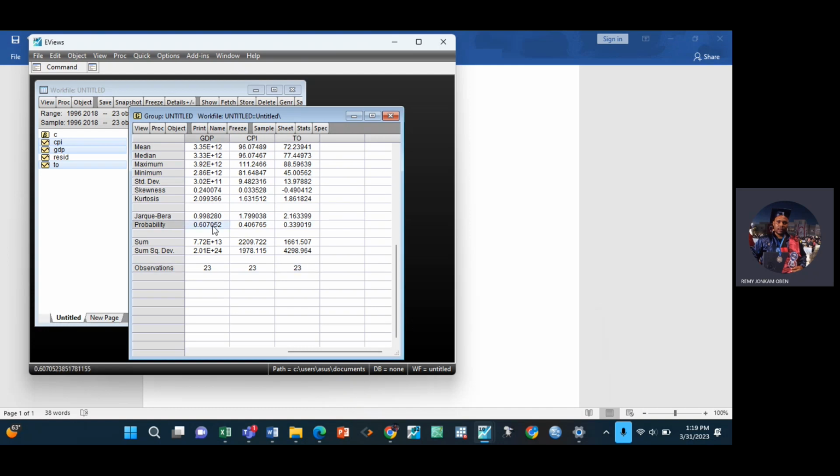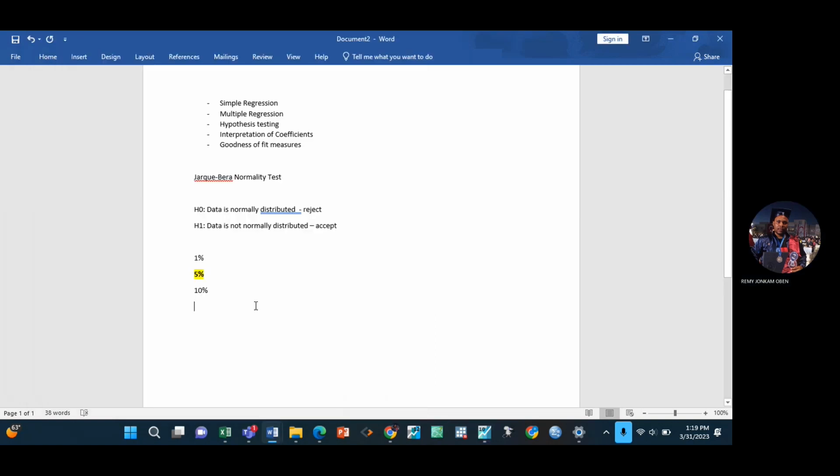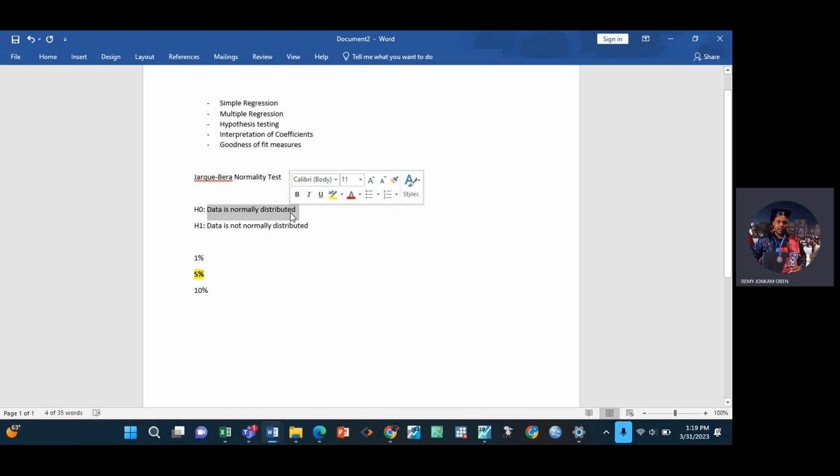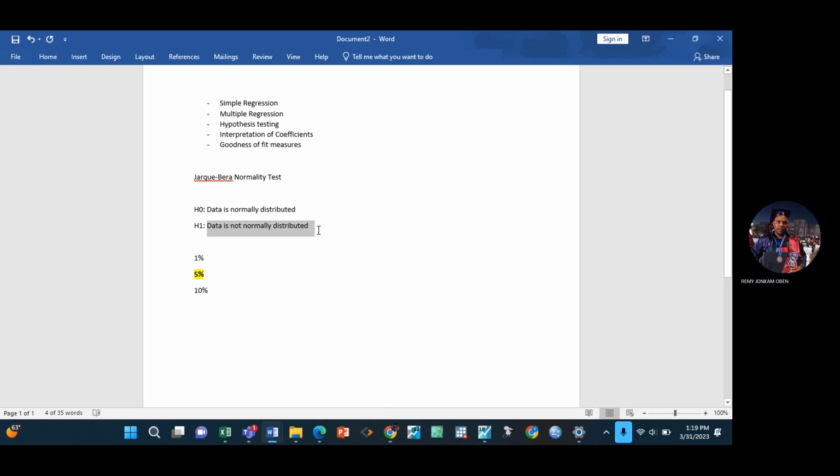Now, looking at this probability value, 0.6, this is 60%. It is bigger than 5%, right? Therefore, if it is bigger than 5%, it means we cannot reject this null hypothesis. We fail to reject the null. What is the null? The null tells us that the data is normally distributed. If you fail to reject that fact, what does it mean? It means that the data is normally distributed, right? But if you reject it and you accept this, it means the data is not normally distributed. But because we cannot reject the null, I'm not saying we are accepting it. I'm saying we cannot reject it. We fail to reject it. Therefore, it means we are concluding that it is normally distributed, right?